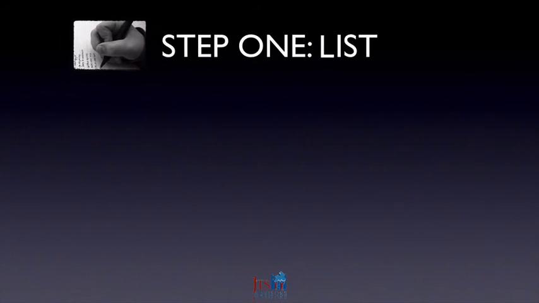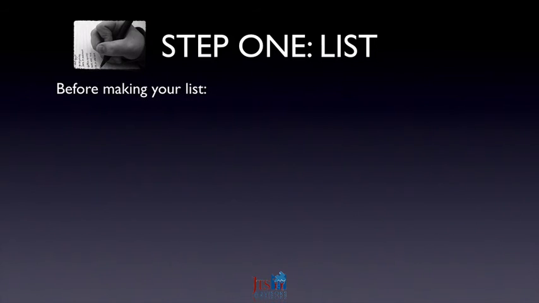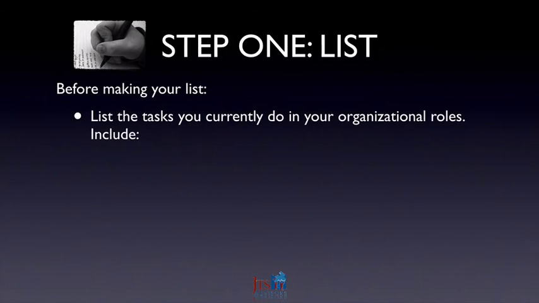So let's get to the list step, step 1. When you're making this list, your goal is to come up with a raw list of results and responsibilities that you think are crucial to your job. Now, before making your list, you're going to list the tasks that you currently do in your organizational roles.